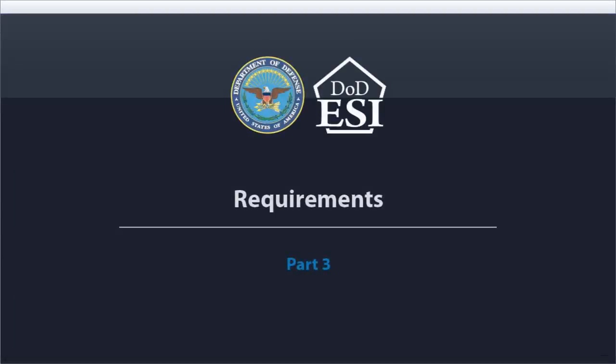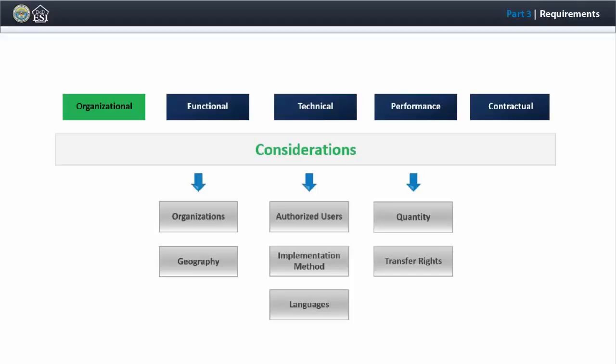This is the third of 3 tutorials focused on requirements. First, we will look at the organizational factors to address in a requirements document. You should identify the entities or organizations that will be using the software. This includes a description of the authorized users and the quantity of licenses that will be needed.